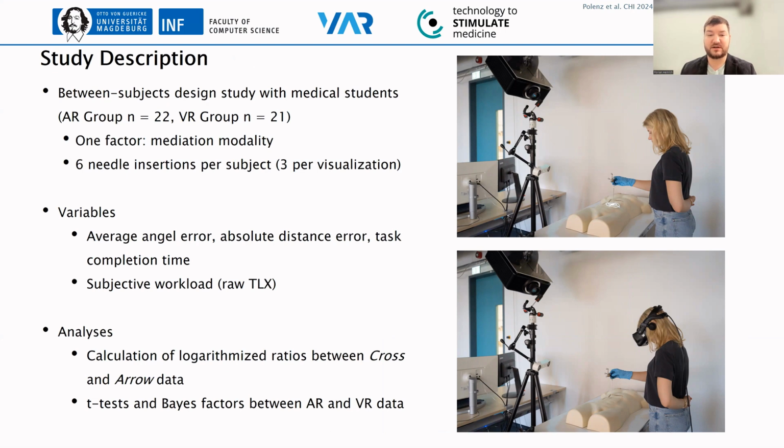The procedure and apparatus were the same for both groups. The only difference was that the AR group was guided by real AR and that the VR group was equipped with a spatially registered VR headset. We then calculated the ratio between the cross-visualization trials and the error trials and logarithmized these results. The resulting AR and VR datasets were then compared using t-tests and by calculating Bayes factors.